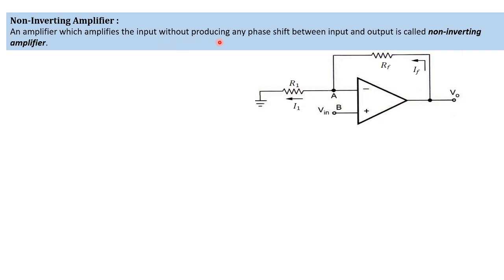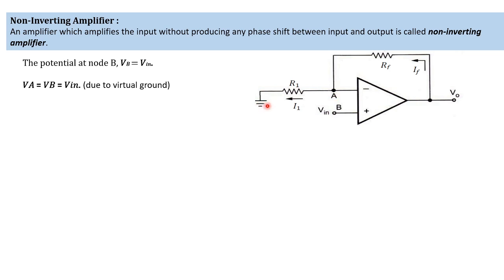So this non-inverting amplifier will not produce any phase shift in the output. Both our input and the output are in phase with each other. Here also the same thing. We know that VB is equal to Vin since we are giving an input to this terminal. As usual, due to the virtual short concept, VA is equal to VB. Since VB is equal to Vin, VA is also equal to Vin.